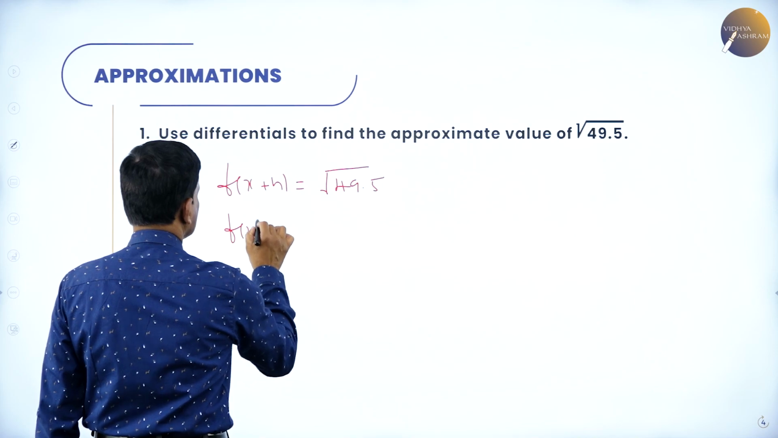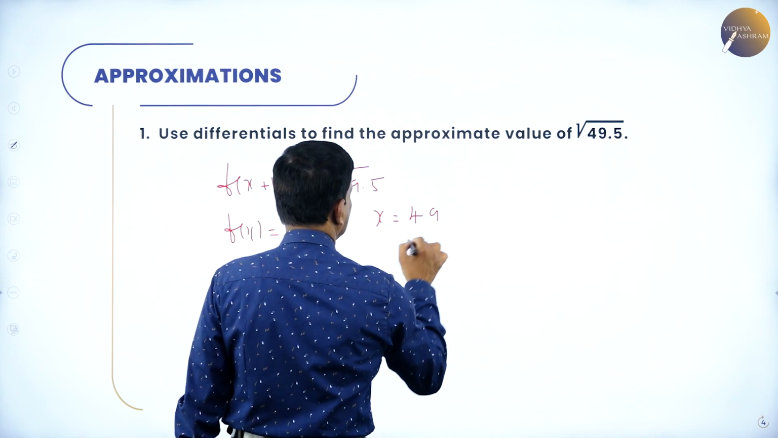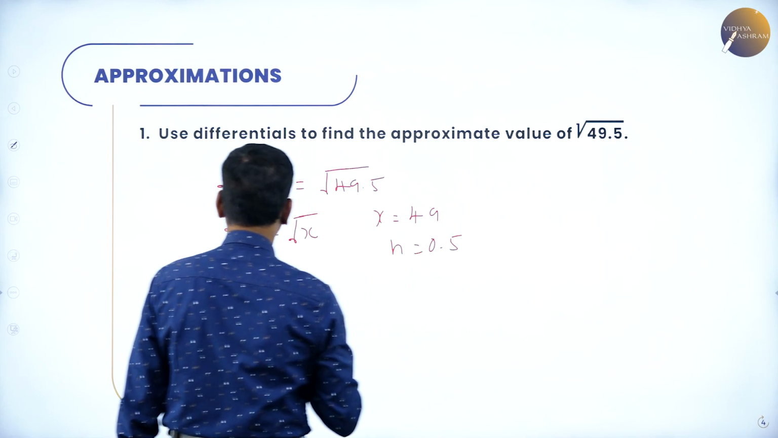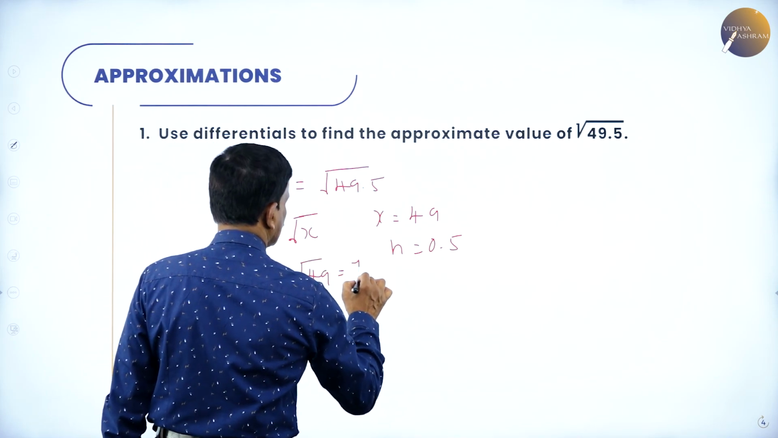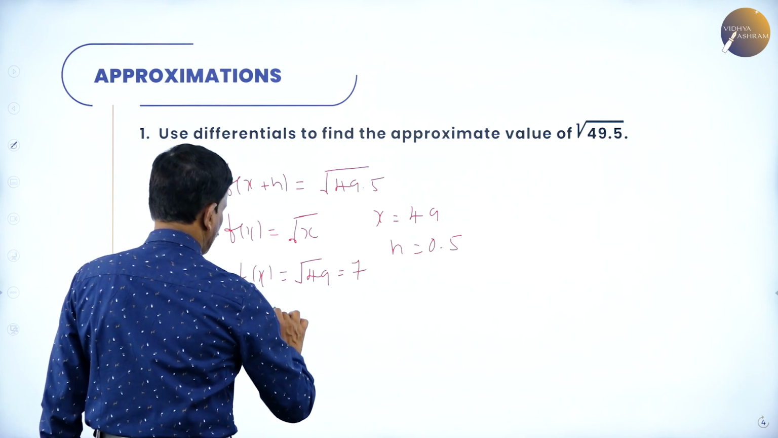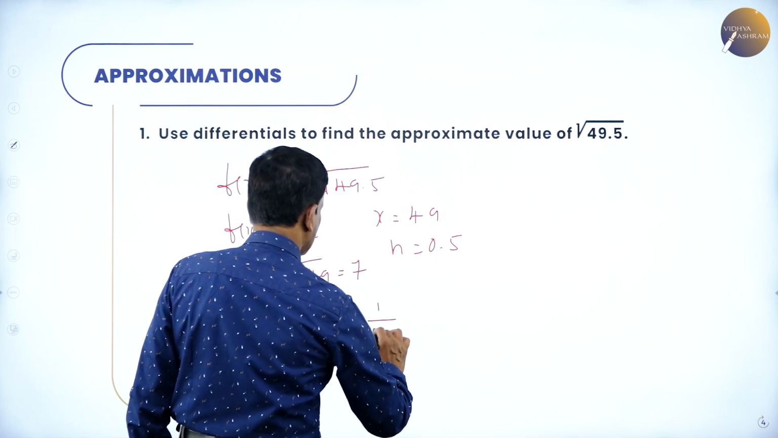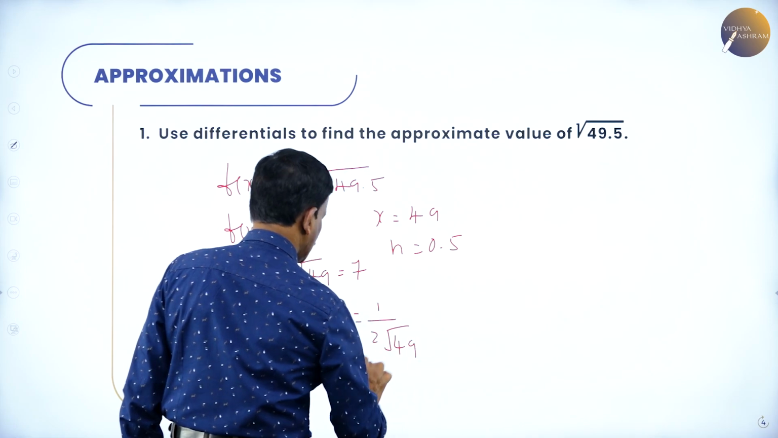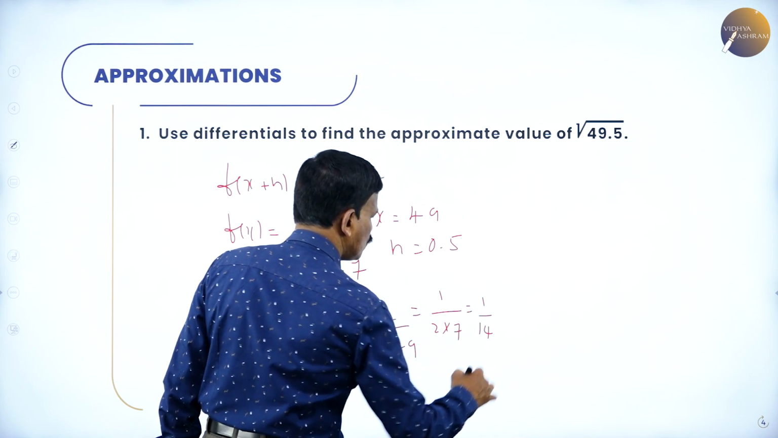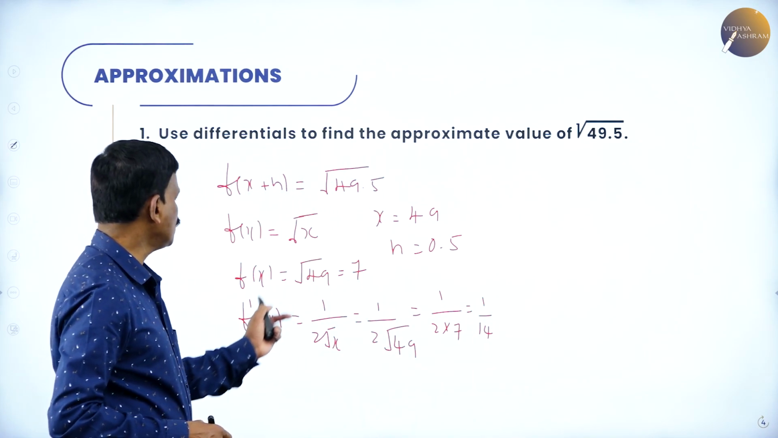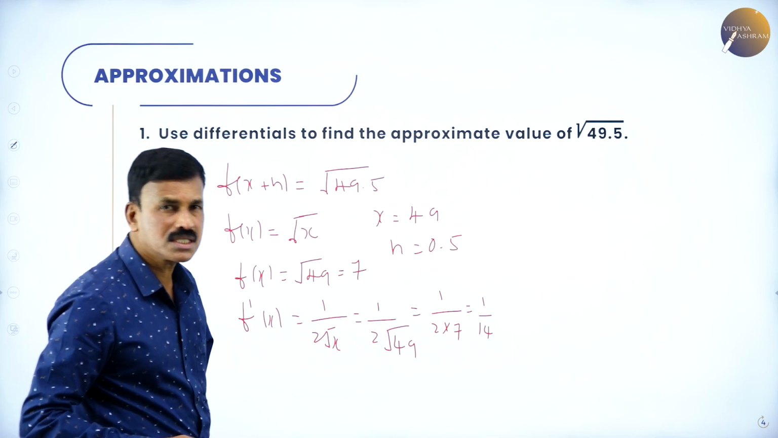Now what is f of x? f of x is equal to root x. Here x is equal to 49 and h is equal to 0.5. So f of x is the square root of 49, which is 7. Differentiate this. f dash of x is equal to the differentiation of root x, which is 1 over 2 root x, that is 1 over 2 into root of 49. So this is equal to 1 over 2 into 7, that's equal to 1 by 14. So f of x is 7 and f dash of x is equal to 1 by 14. Substitute in the standard formula, that's it.